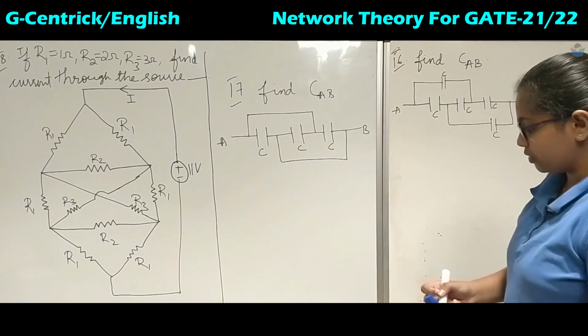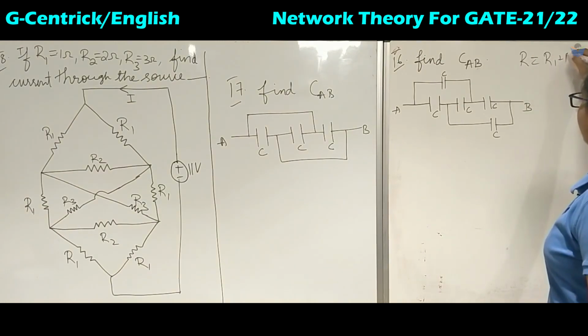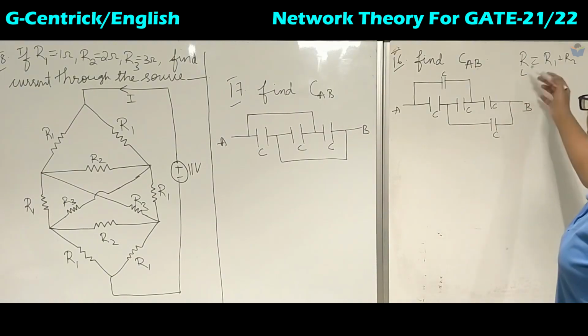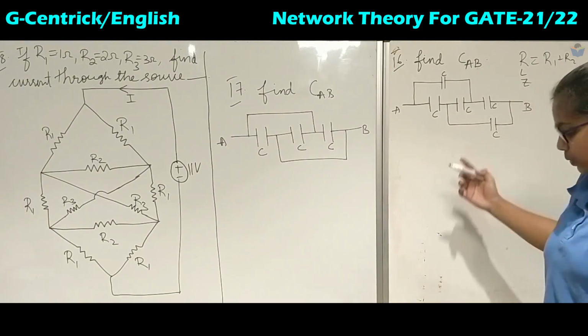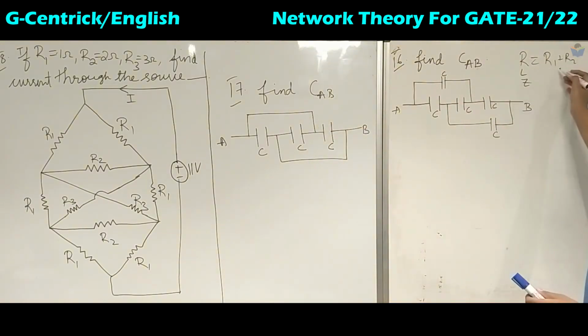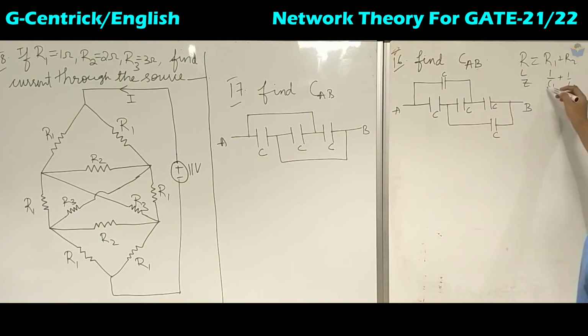In resistance we have seen that if it is in series then it will be R1 plus R2. The same is the case with inductors as well as impedance. But when it comes to capacitance it is the opposite. If it's in series then it will be 1 by C1 plus 1 by C2. Keeping this in mind we will solve this problem.